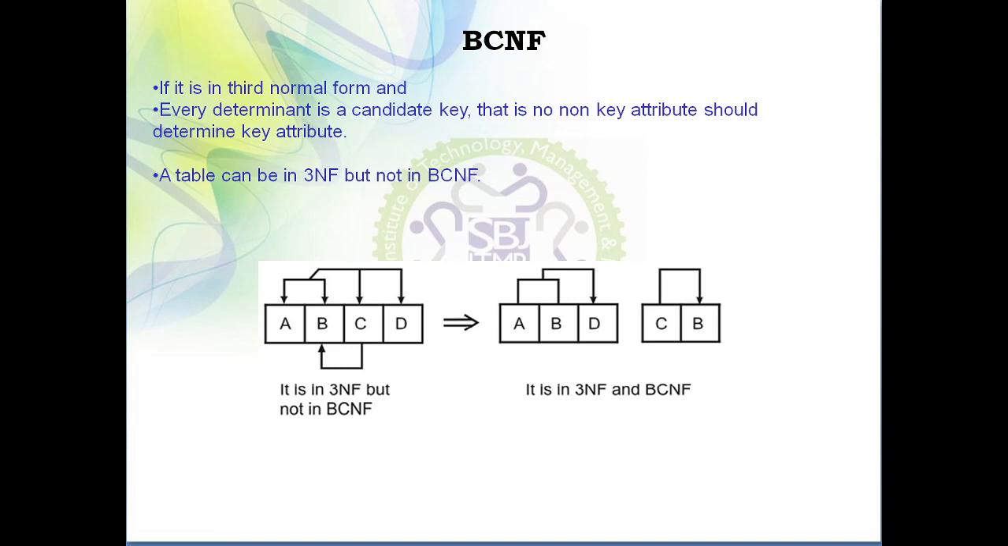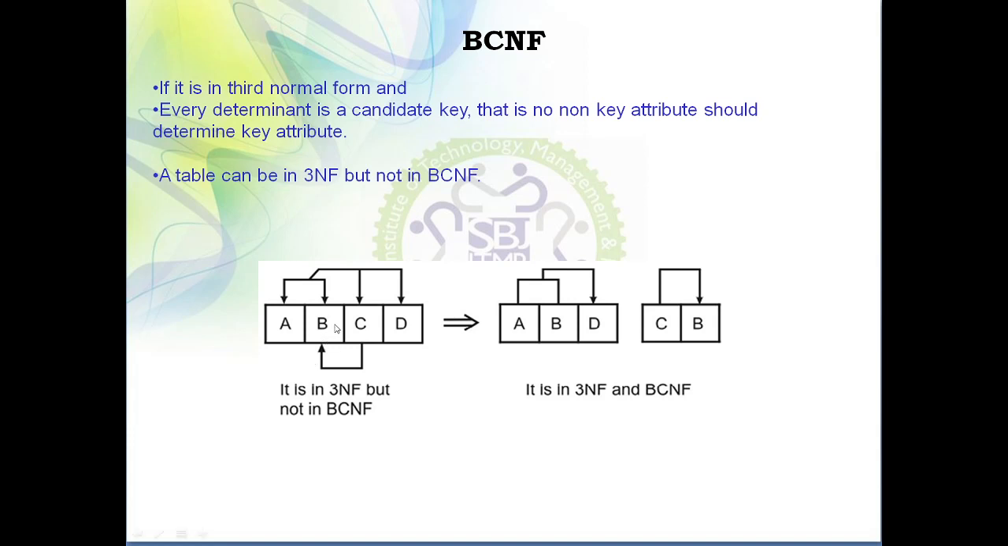That means it is in the second normal form, and no transitive dependency is there, so it is in the third normal form. But this table is not in BCNF, because in this case one non-key attribute C is able to find the value of key attribute B. That's why this table is in third normal form but not in BCNF, because here one non-key attribute is going to find the value of key attribute B.